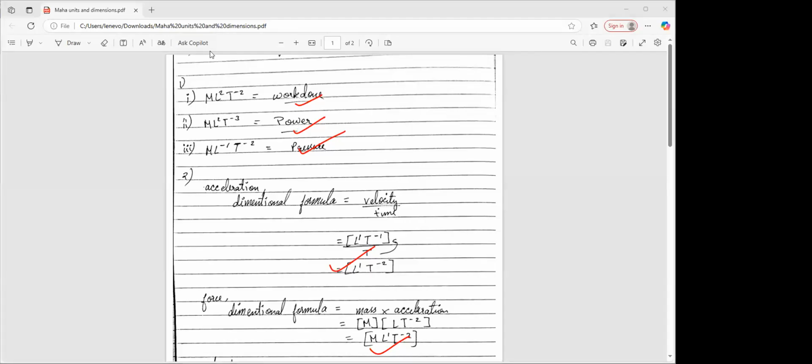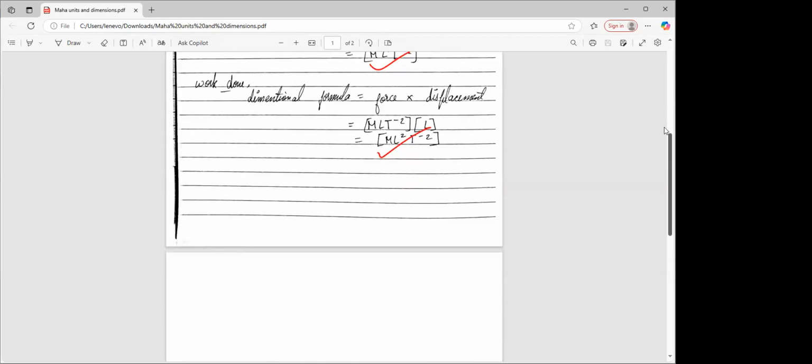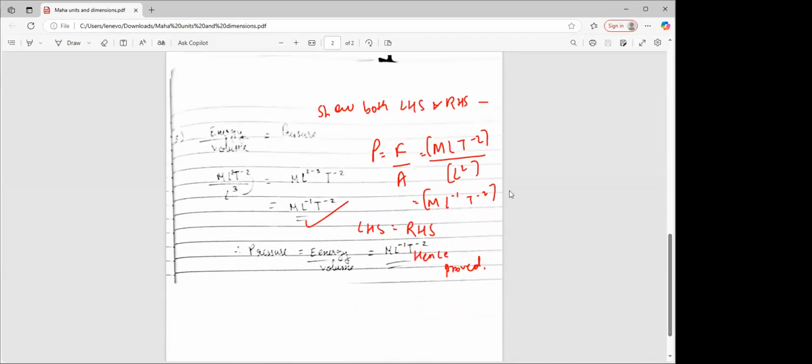See, Maha, this part was correct. The writing of dimensional formula and all that you have written very well. Just one thing. Whenever a question says that you have to show both the sides, like prove something, you have to show your left hand side and right hand side both. Like it is saying energy per unit volume, you have to show that it is equal to pressure. This part is fine, but this is just one side. That yes, energy per unit volume.